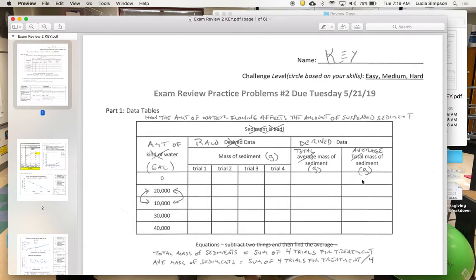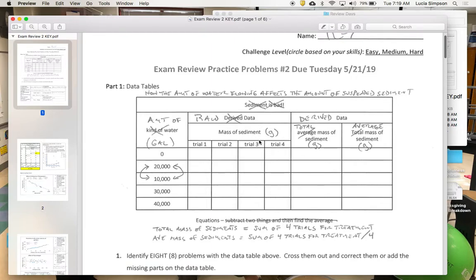Our second set of derived data is the average mass of the sediment. As we've seen before, our average mass of sediment is when you add up 1, 2, 3, 4 trials. So you add up each of your trials and then divide by the number of trials that you have. So in this case, we would be dividing by 4.